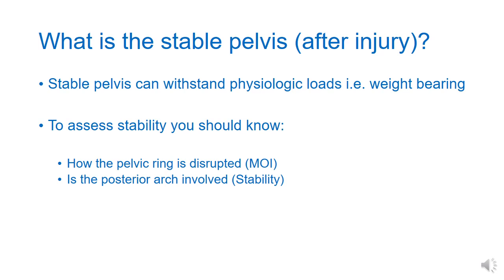So we can define a stable pelvis after injury as a pelvis that does not have significant injury to the bone and the ligaments and can withstand physiological loads. So the patient can go after the injury, can walk without harm. To assess the stability of the pelvis after injury, we should know how the pelvic ring is actually disrupted and whether the posterior arch is involved or not.